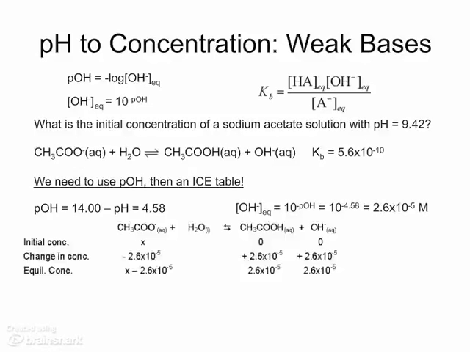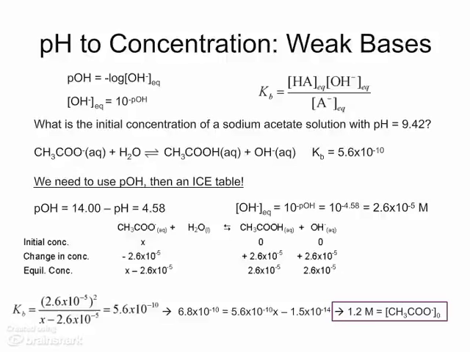Now we can use an ice table. We know that the initial concentration of acetate is X because we don't know what it is. And we know that the initial concentration of acetic acid and OH- are both 0. The equilibrium concentration of both OH- and acetic acid are 2.6 times 10 to the minus 5. So the equilibrium concentration of acetate is X minus 2.6 times 10 to the minus 5.